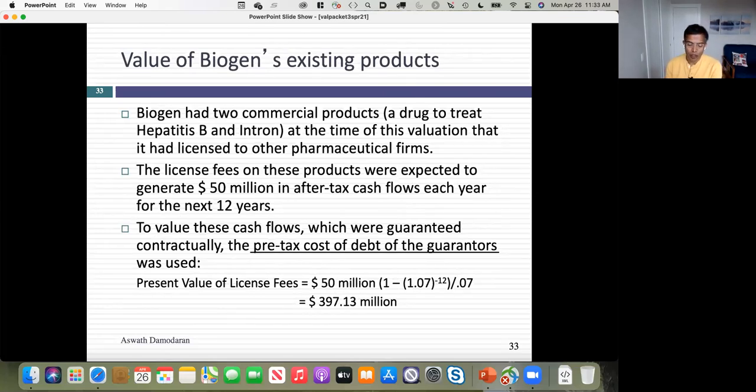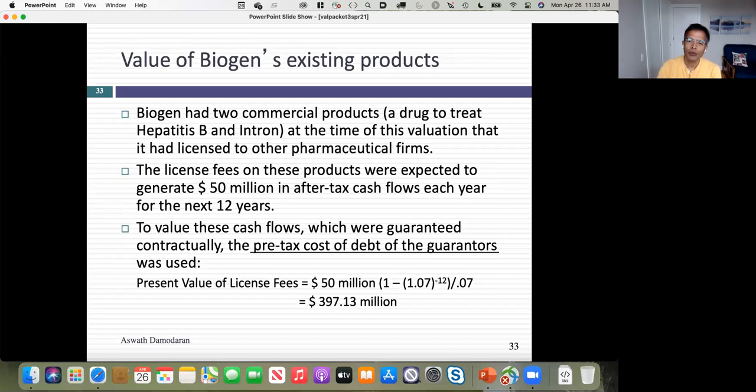It had 2 commercial products which had already been licensed out. And when you license out a drug, there are a couple of ways you can license it out. One is you can get a fixed fee where the company licensing out pays you $5 million a year for the next 15 years. Or you can get a fee that's a function of revenues and earnings. You're saying, who cares? If you get a fixed fee from a Merck or a Pfizer, which is what Biogen had, you know what discount rate you should use to discount those fees?